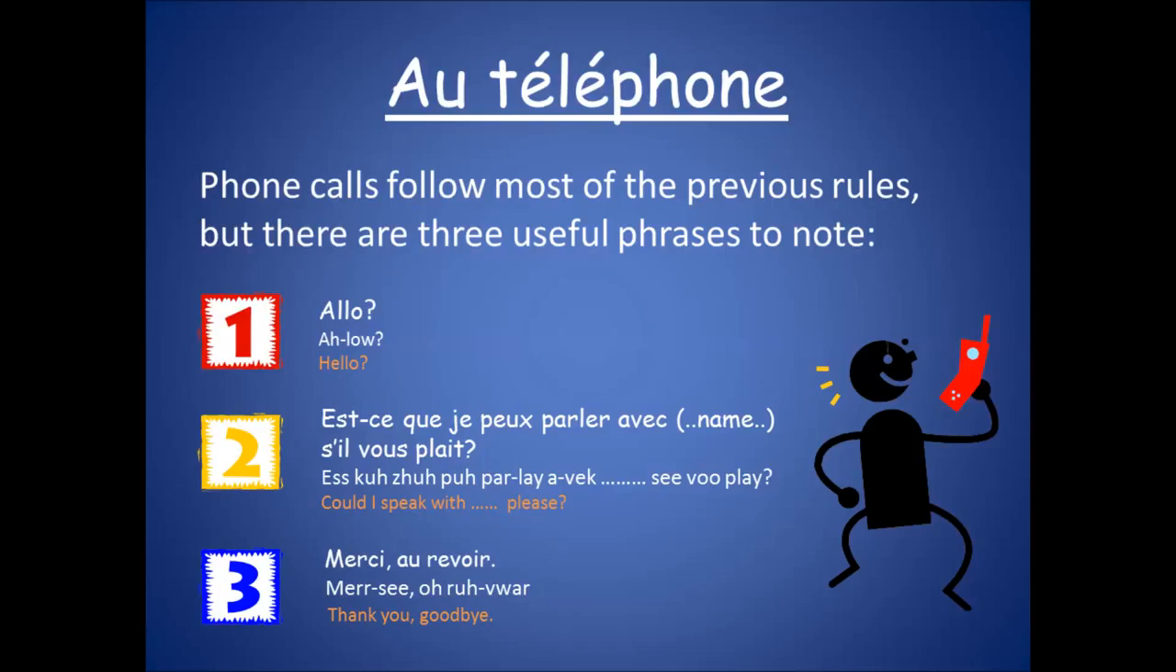Number 3, merci, au revoir. So if you follow the phonetics at the bottom, merci, au revoir. That's thank you and goodbye, useful for informal and formal. So you can use that next time you're on the phone, next time you speak to a French person. You can use it in conversation, it doesn't have to be on the phone, you can use it face to face. Merci, au revoir, which is just a nice tidy way of finishing off.